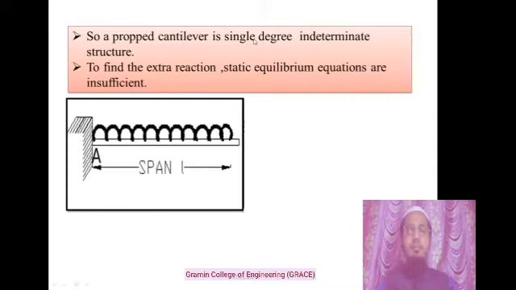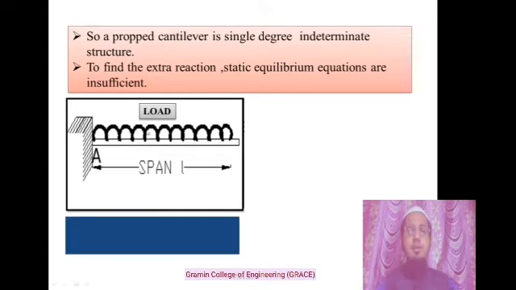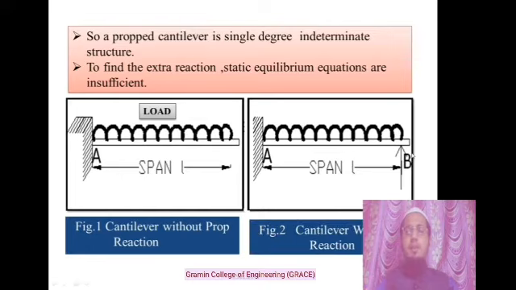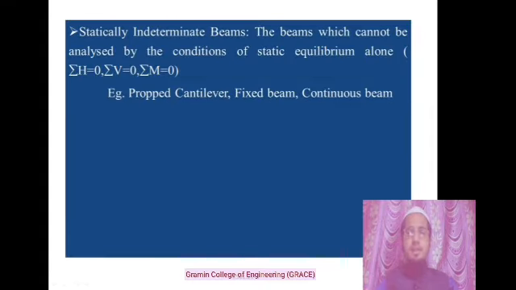As we have discussed, in diagram 1 you can see there is a cantilever beam where one end A is fixed, span is L, and which is subjected to loading in the form of UDL. In the second diagram you can see one end is fixed, that is A support, and at the free end, there is an extra support introduced, that is at B, which is the prop. So in the second diagram you can see the cantilever with prop reactions.